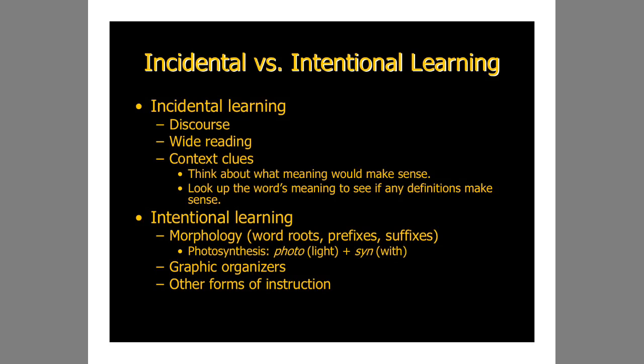For example, if you were teaching students the meaning of the word photosynthesis using morphology, you would teach them that photo means light and syn means with or to combine together, and that would help students remember that photosynthesis is the process of combining light with carbon dioxide in order to produce food for plants as well as oxygen for us to breathe. So that's an example of morphology.